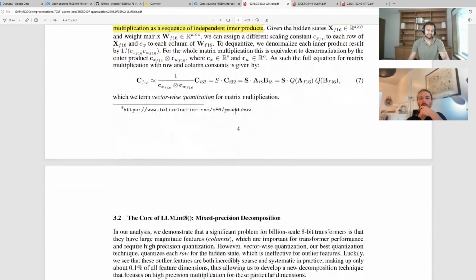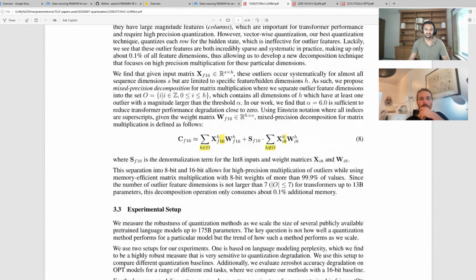And so they went into depth. I think this is the equation. Once we understand this, what are they trying to do? Here we see h is our hidden dimension, the dimension of our embeddings. Then they divide that into two sets. H belongs to outlier: you see there are 16-bit operations. H does not belong to outlier: you see 8-bit operations. I guess that's the crux of this paper. Simple.